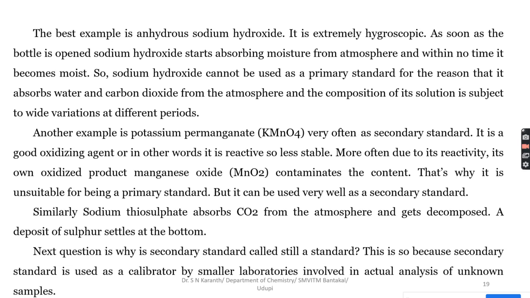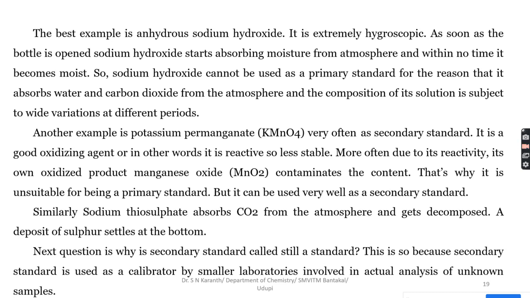Another is potassium permanganate. I already discussed this one. Potassium dichromate is usually used as an oxidizing agent, but potassium permanganate, even though it is an oxidizing agent, we normally use freshly prepared. If you want to detect the strength, or for any purpose want to use potassium permanganate, it should be freshly prepared because it is used as a secondary standard.